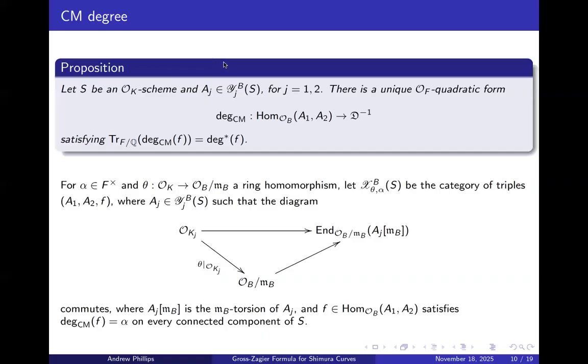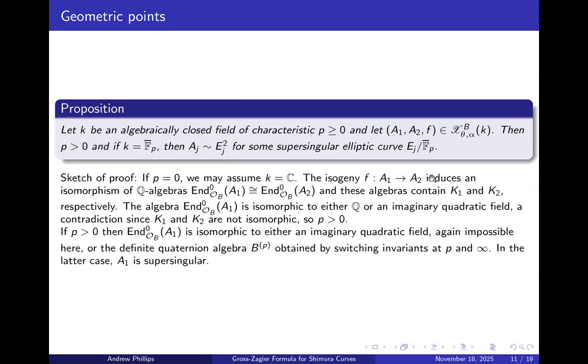Okay, so what that tells you is that if you take any ring homomorphism from OKJ, or OK let's say, to OB mod MB, its kernel is going to be a product of R prime ideals, where R again is the number of primes dividing the discriminant. So it's a product of R finite fields of P squared elements.